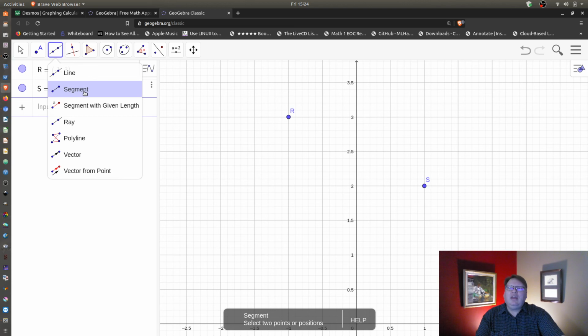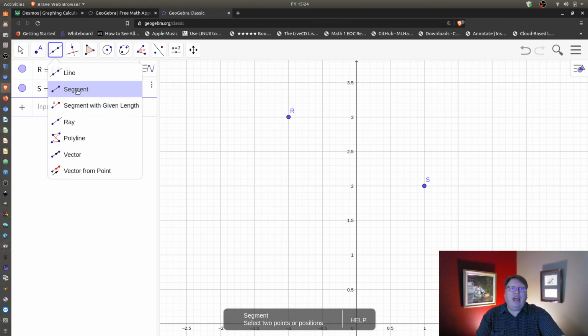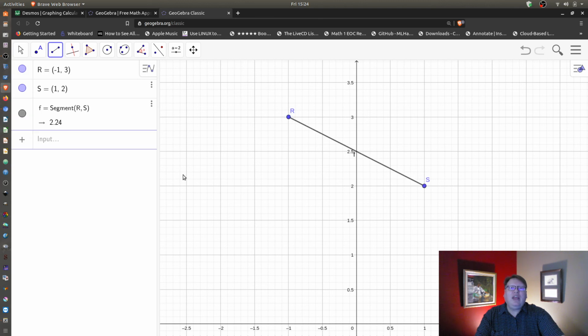And it also has segment with a given length. That's when I want to tell it how long I want my segment. But I'm not going to do that. We actually have a segment defined by 2 endpoints. So I just want to click on segment and then click on the first point and drag to the second point and click on the second point. And there is your line segment. And look, guys, they've already told us the distance of this line segment is 2.24.